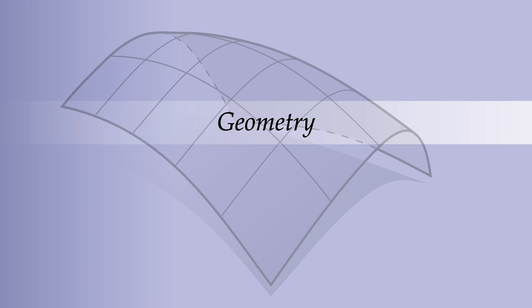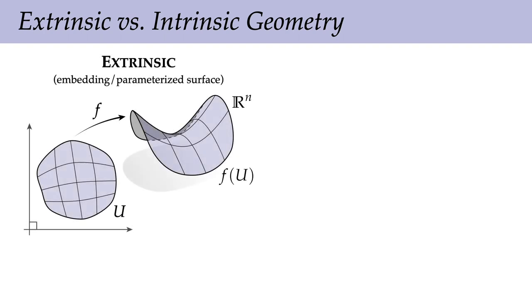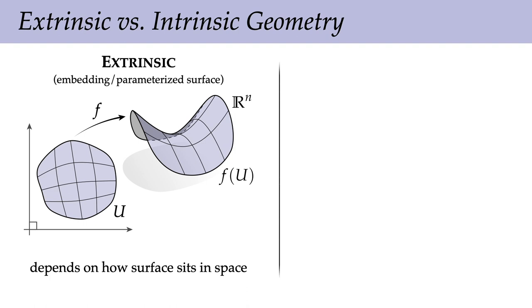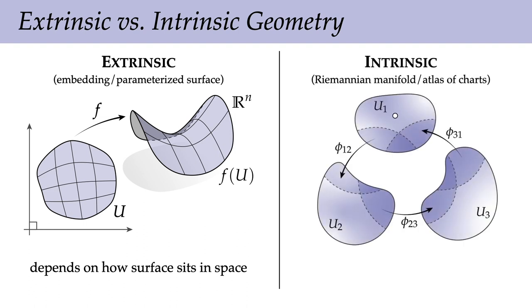How do we talk about the geometry of our mesh? Well, what we really want to get a feel for is the difference between extrinsic and intrinsic geometry. So if we think about smooth surfaces, extrinsic geometry is something like a parameterized surface. I'm saying for each point of a region in the plane, where does it get mapped to in space? This really depends on how things are sitting in space. The other picture is a little more abstract. If you haven't seen it before, it can be a little hard to get your head around this idea of an intrinsic description of geometry.